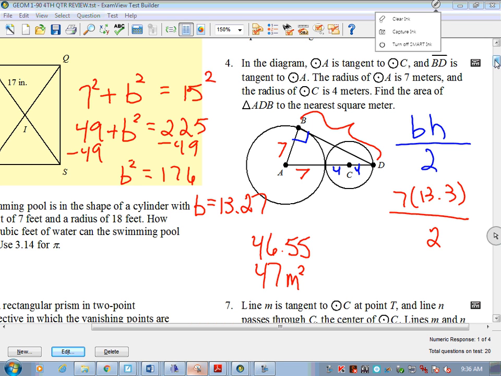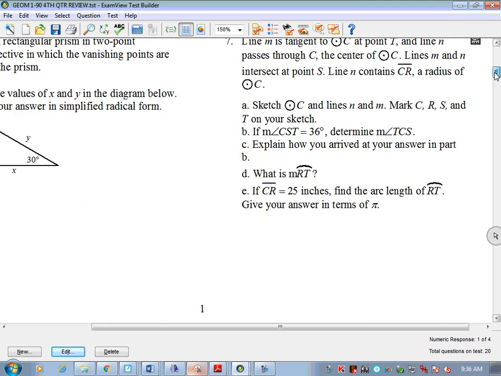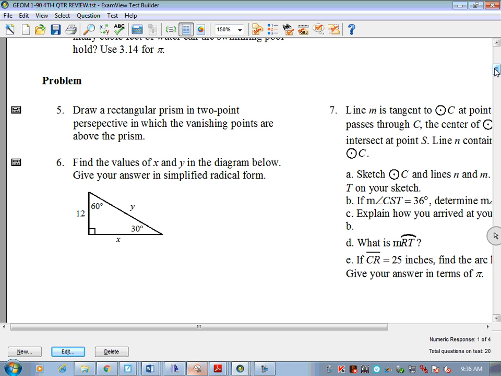Anytime now. There we go. All right. What are we ready for? Number 5. Where is number 5? All right. Draw a rectangular prism in 2-point perspective in which the vanishing points are above the prism. I'm going to just, okay.